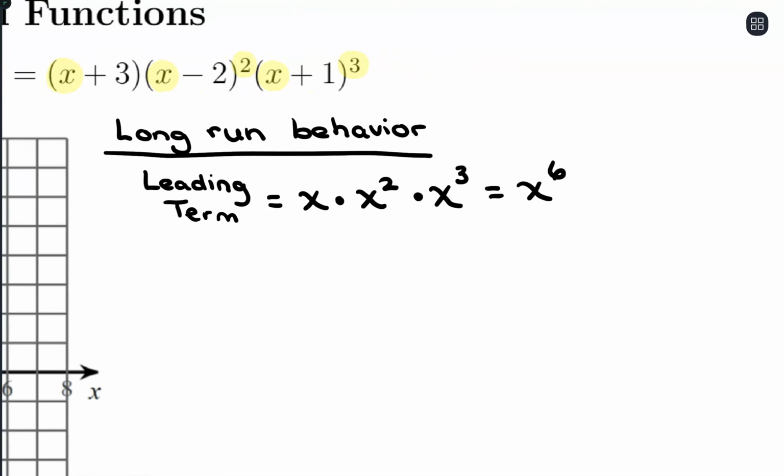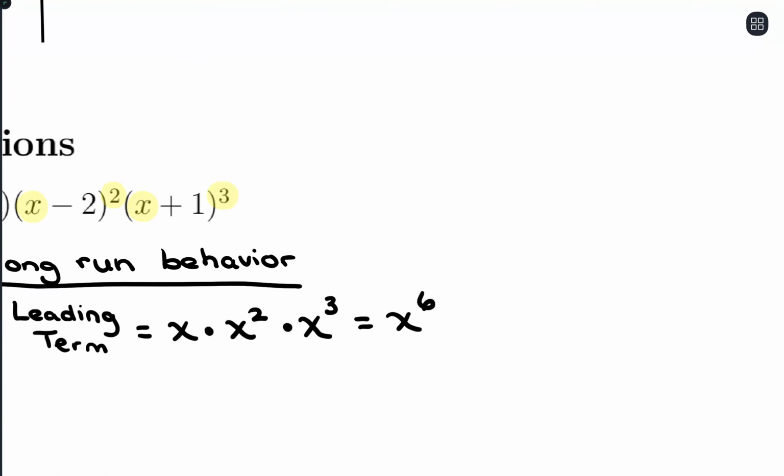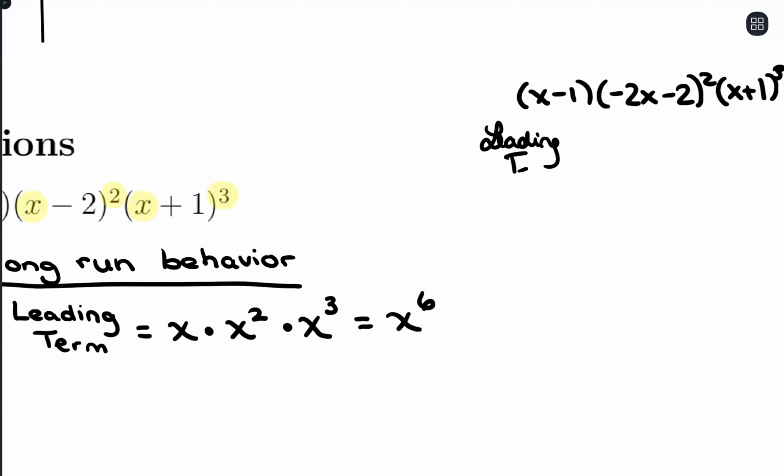If there was a number attached to any of these, I'm just going to make a side note. What if this was x minus 1 times negative 2x minus 2 squared times x plus 1 cubed? If I wanted to make the leading term for that scenario, I would have x, and then where I changed it to a negative 2x squared, what I would do is put negative 2x in parentheses and square it. And then I'd have times x cubed right there.